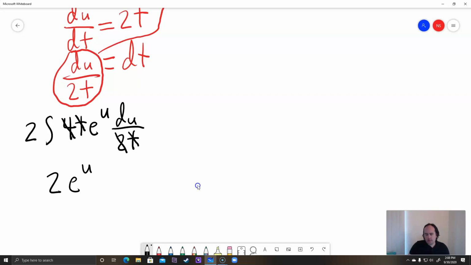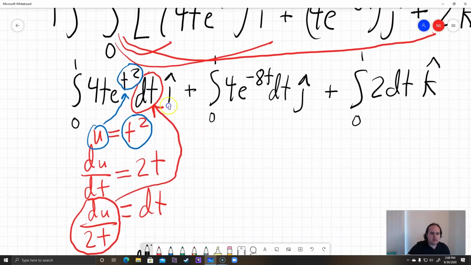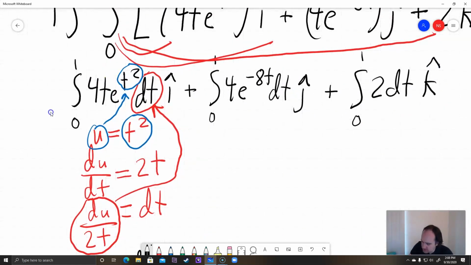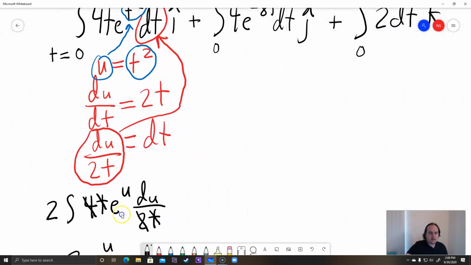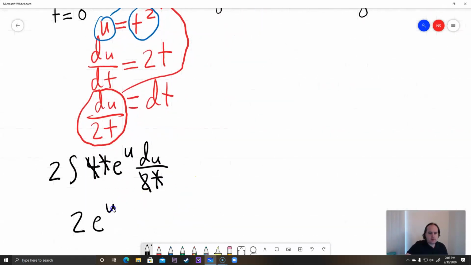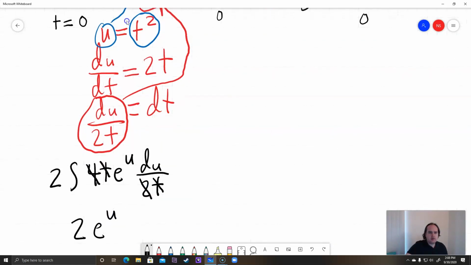But at the end here, you're going to have to plug back in terms of t, because remember the original variable here was t. So these limits of integration were actually going from t equals 0 to t equals 1. So we can't have our answer in terms of u. So we're going to plug back in u equals t squared. Okay? So we're going to replace that u with t squared.